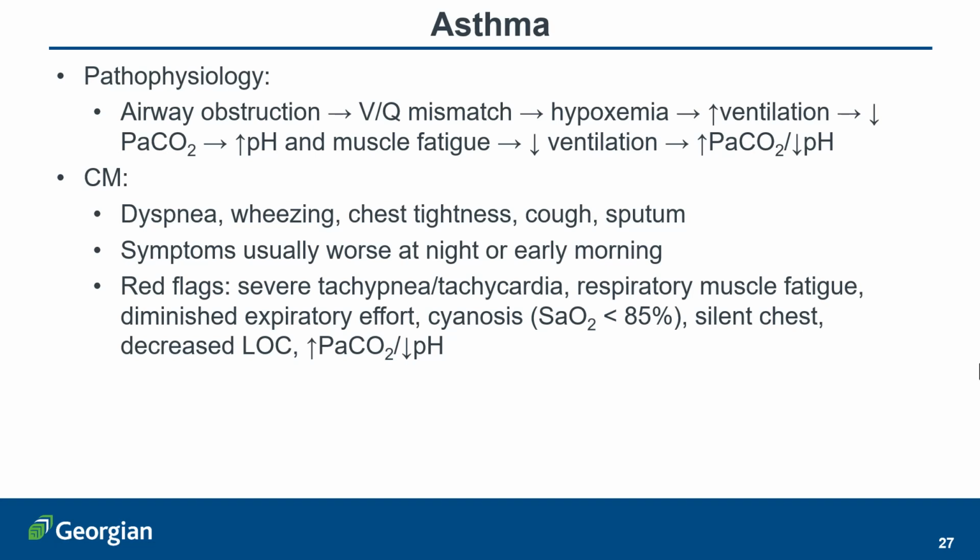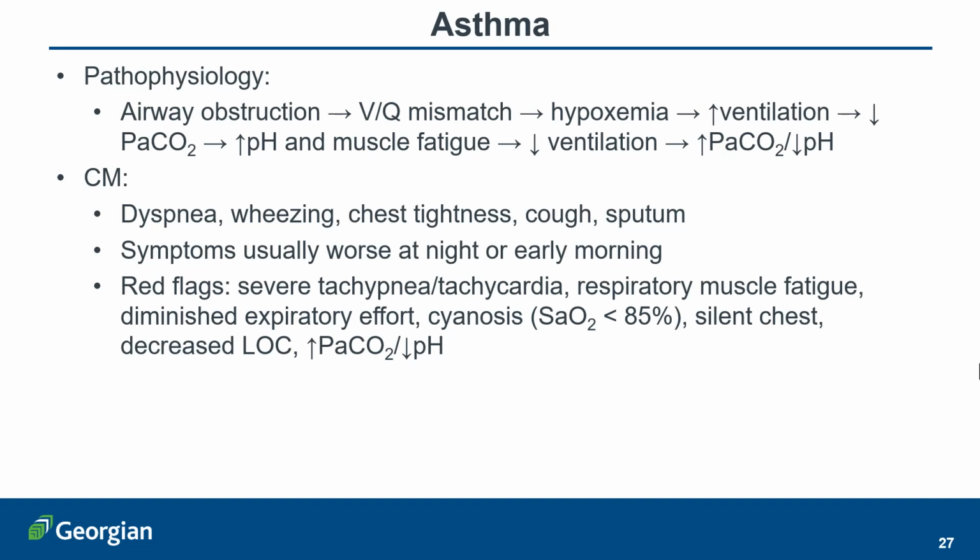So what are the clinical manifestations in an acute exacerbation of asthma? You have dyspnea, wheezing, chest tightness, cough, and sputum. Those are the classical clinical manifestations because of the airway hyperresponsiveness and bronchoconstriction. The symptoms of asthma are usually worse at night or in the early morning hours, and usually get better as the day progresses.